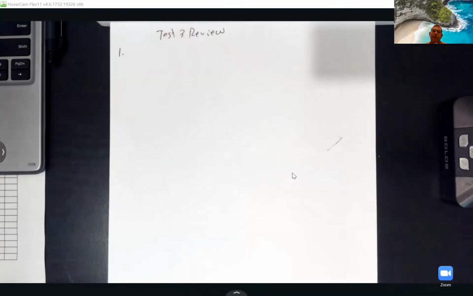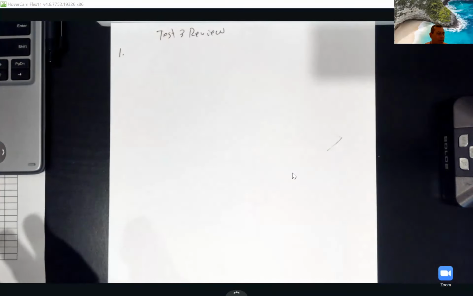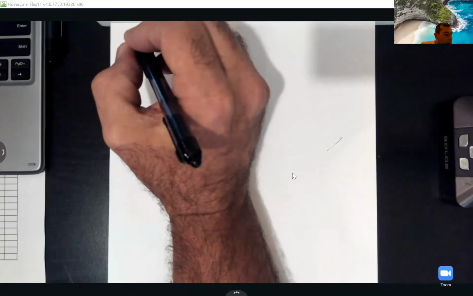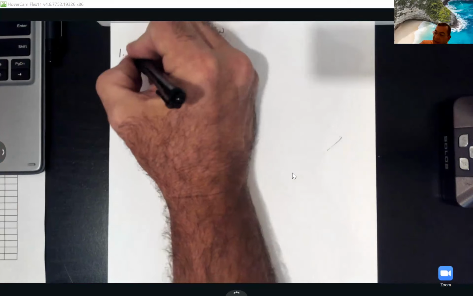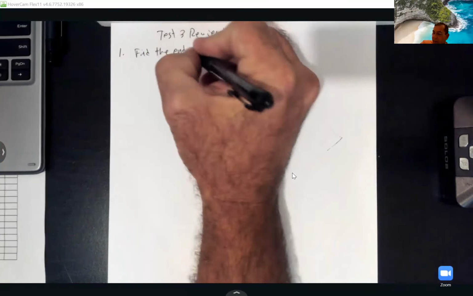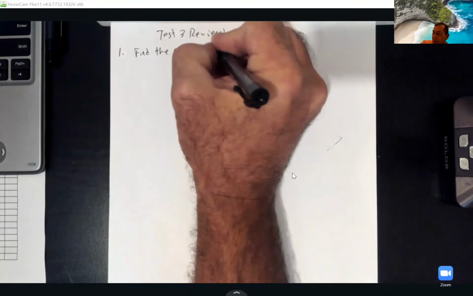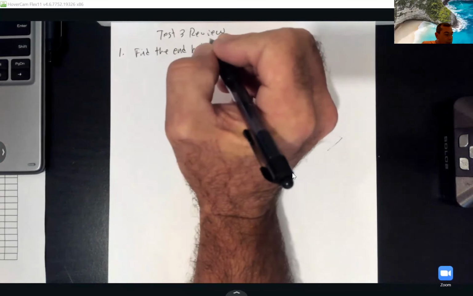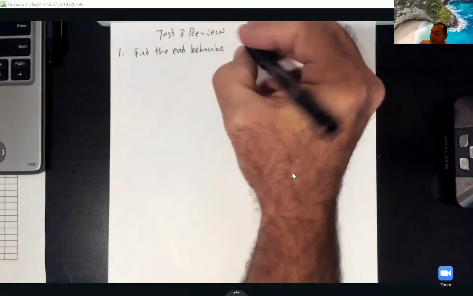All right, y'all. So the first two questions on here deal with our end behavior chart. So we want to find the end behavior of the following graph.